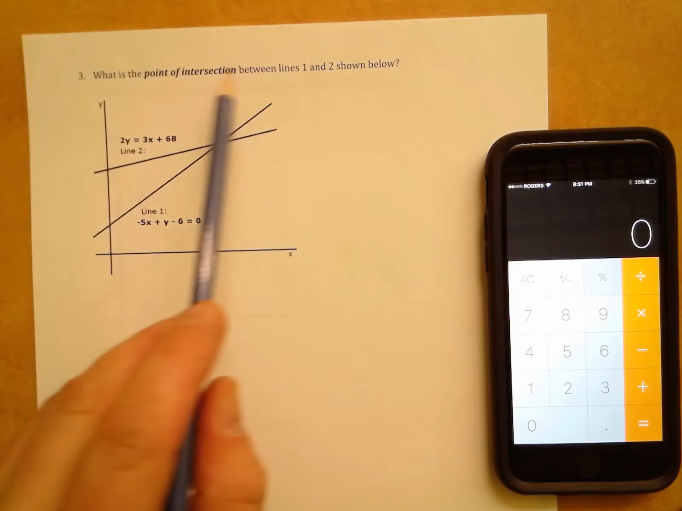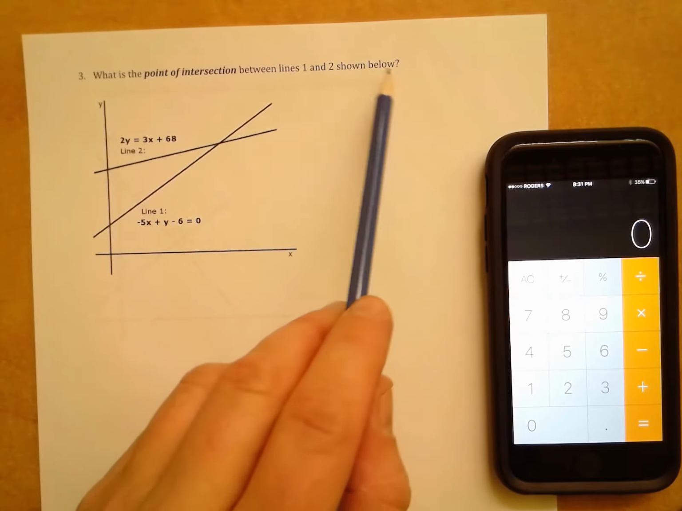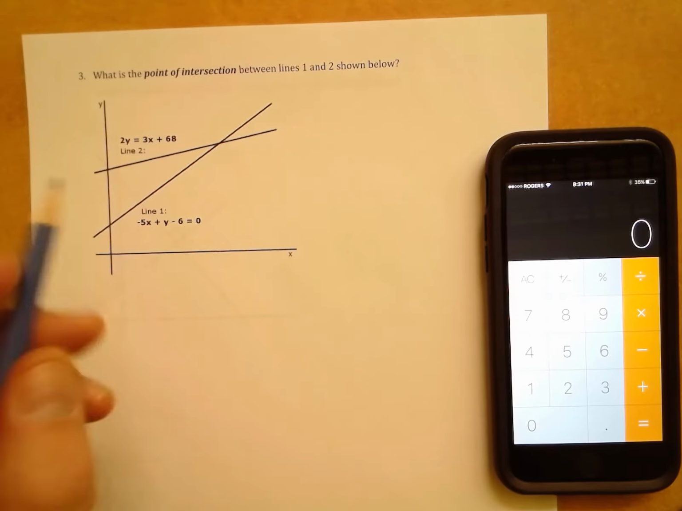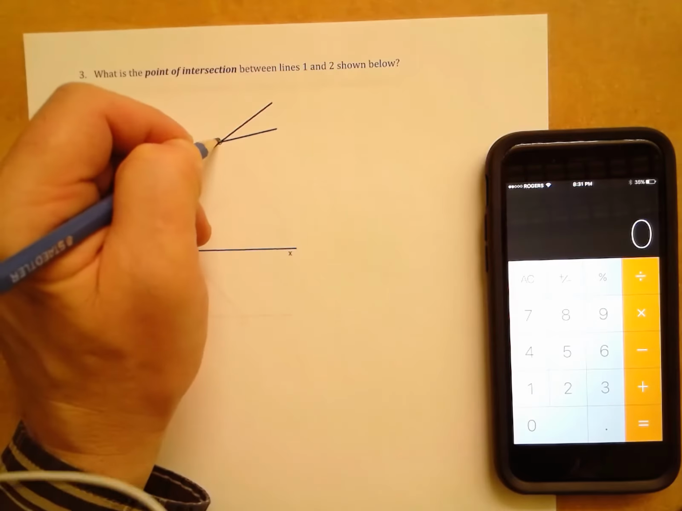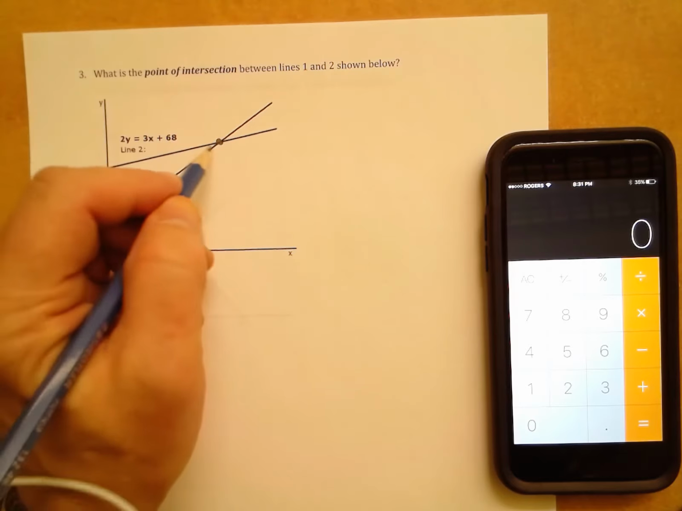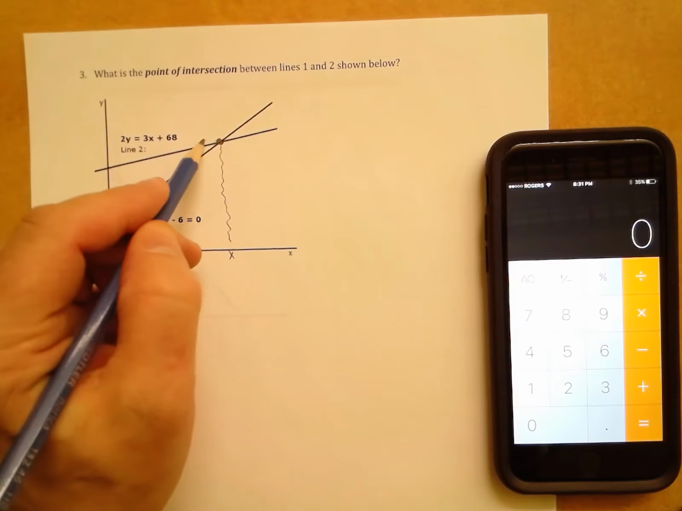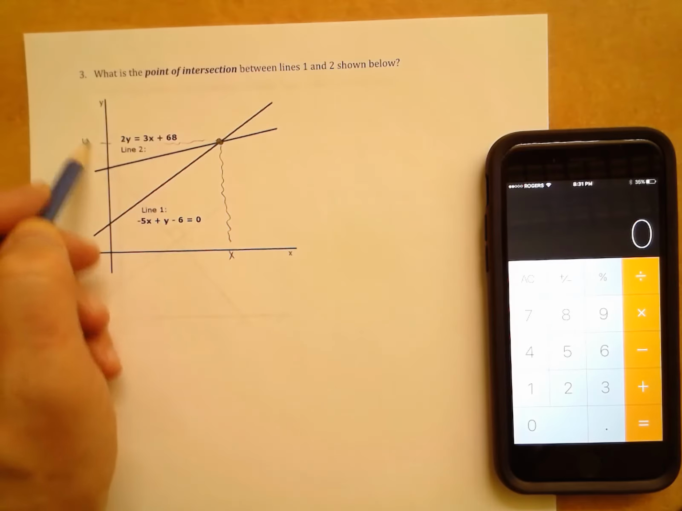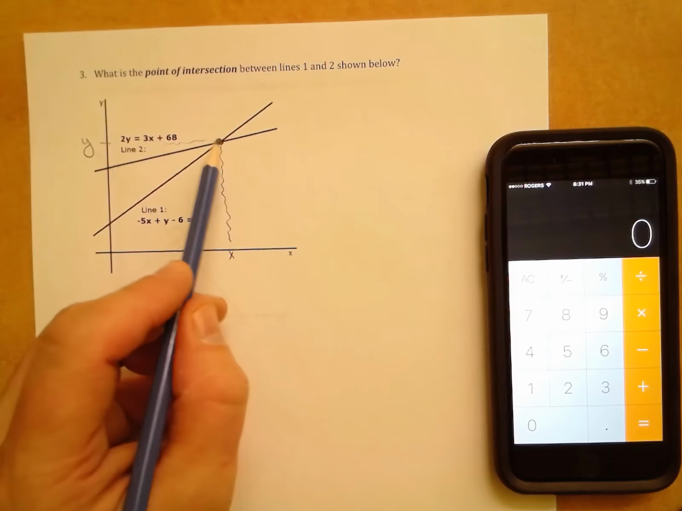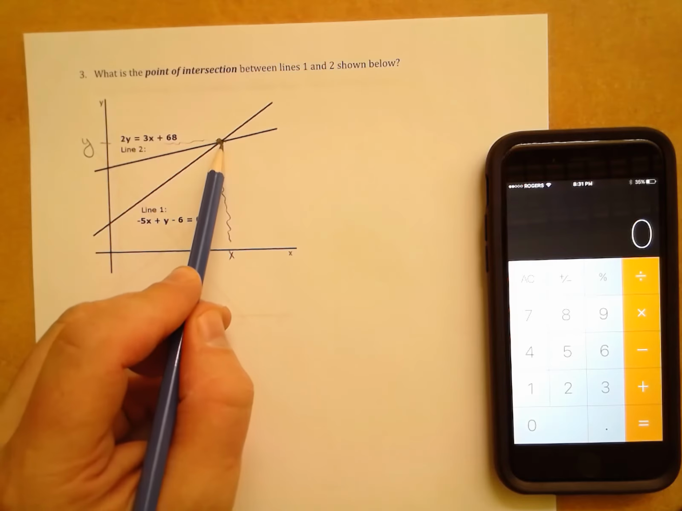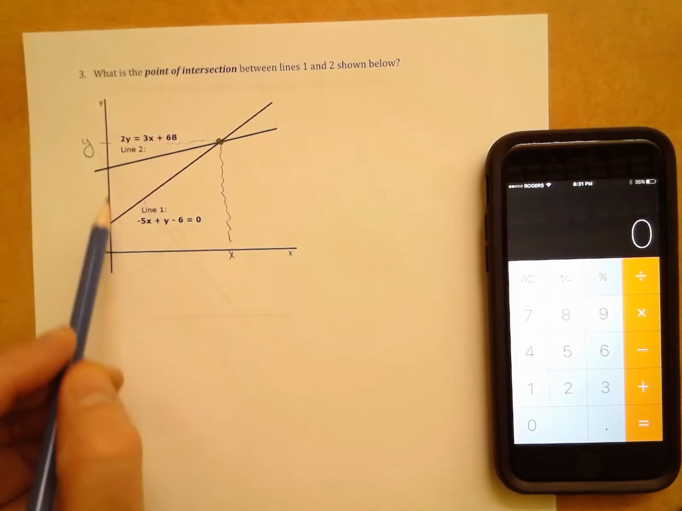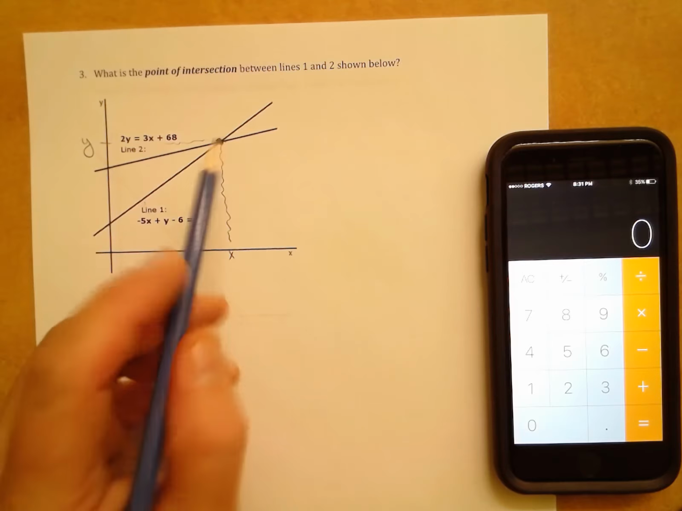Question 3, what is the point of intersection between lines 1 and line 2 shown below? The only difference really with this one is we've gotten a visual associated with the equations. So just to remind you, we're looking for that unknown x and its corresponding unknown y, which will be the same for both equations at that point and that point only. Everywhere else, x's and y's are different as you move along the lines, but they're the same.